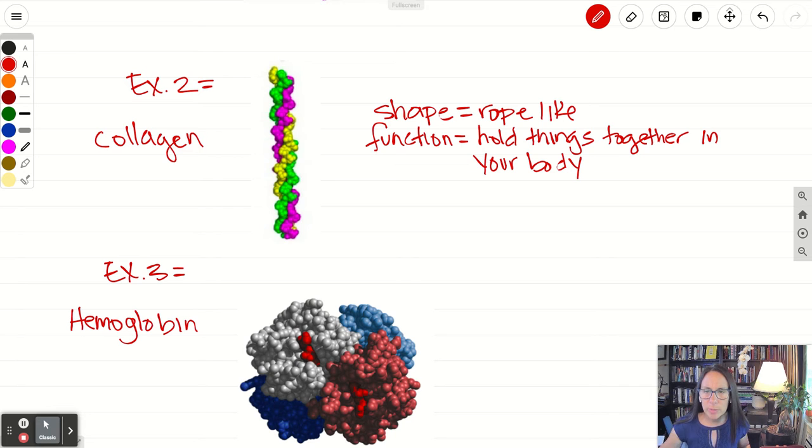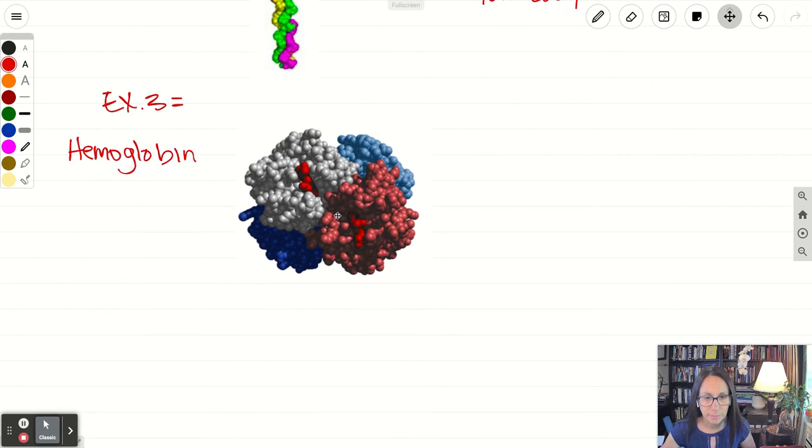And it's a little bit hard to see this, but it is made of 4 sections. Okay, there's a gray section, a red section, a light blue, and a dark blue. And each of these sections has a little pocket, and in the pocket is an iron atom. Okay, you can't see that, but that's what's happening. So I'm going to say the shape has 4 sections with a pocket.